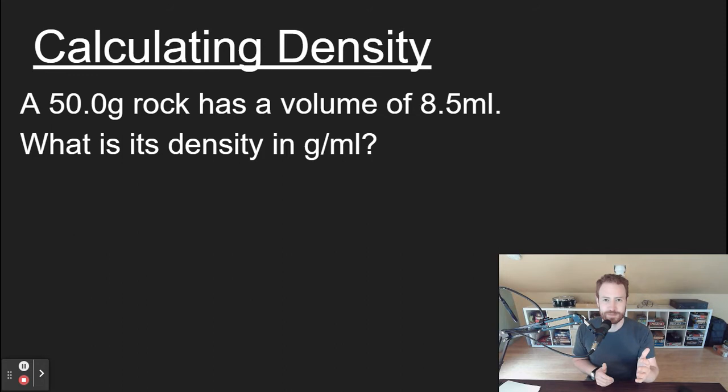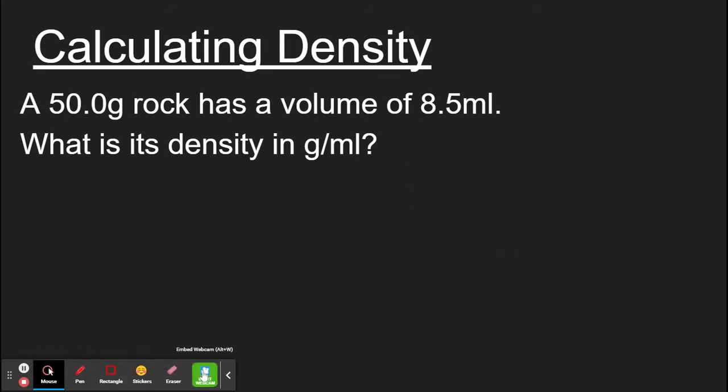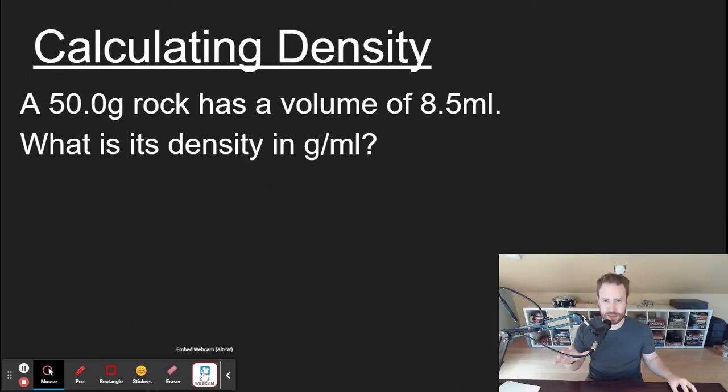We'll start simple. We'll just calculate density. Let's say we pick up a rock, put it on a scale, and it weighs 50.0 grams. And we find the volume of that rock, and it's 8.5 milliliters. So, what's the density of the rock? Take 30 seconds and solve this on your own. Okay, hopefully you paused the video and solved this. I'm going to come back and show you how it's done.